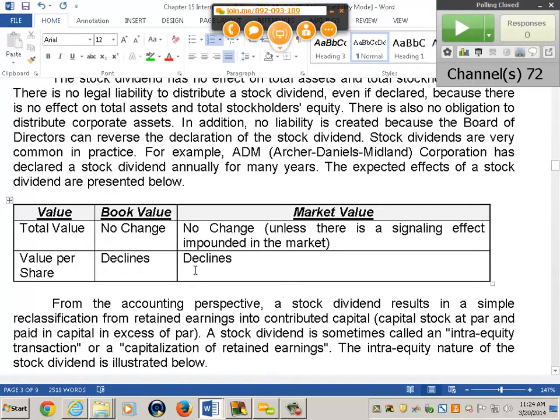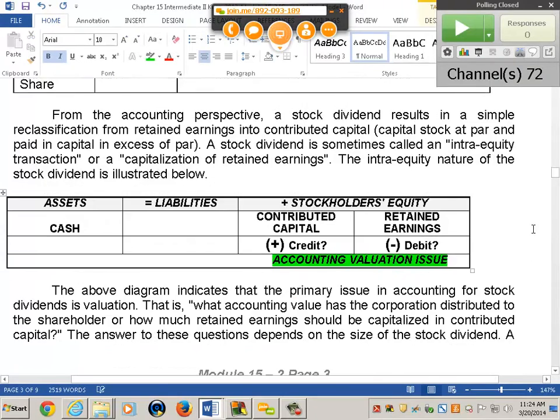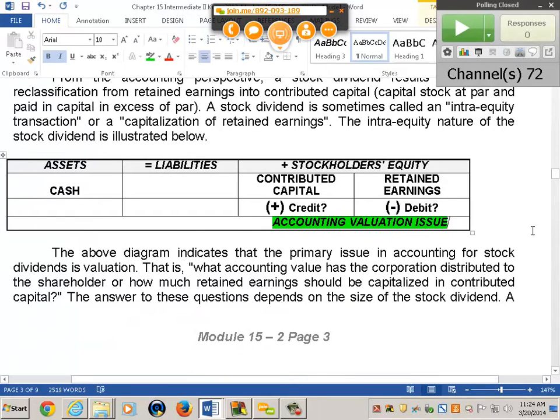Now, if you think about no changes, and people always argue with me, well, what did you do? You gave them nothing. Therefore, we shouldn't do anything. But there's always accounting. And we do have an accounting valuation issue here. So the question is, how do we value the stock dividend? And by the way, the most important thing to remember is that because there is no change in any of the accounts, no asset change, no liability change, and total equity doesn't change, there's no liability. So a stock dividend does not create a legal liability.